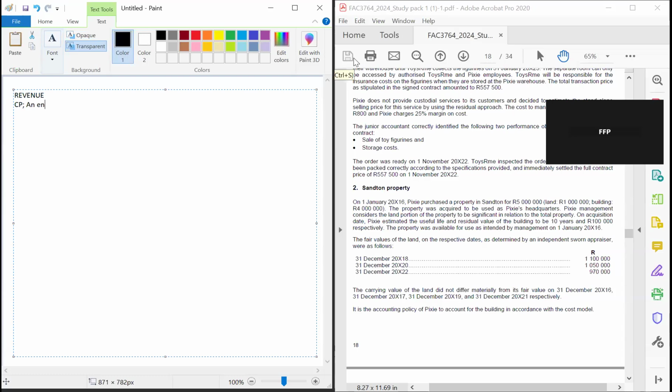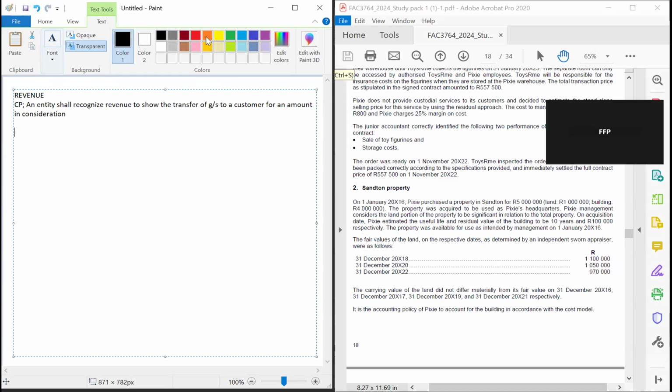So now, as I'm stating about the core principle of revenue is that an entity shall recognize revenue to show the transfer of goods or services, right, to a customer or customers for an amount in consideration, right? So this is the core principle of revenue.